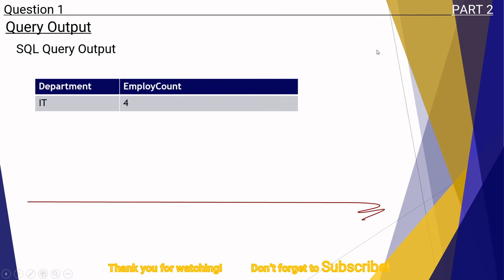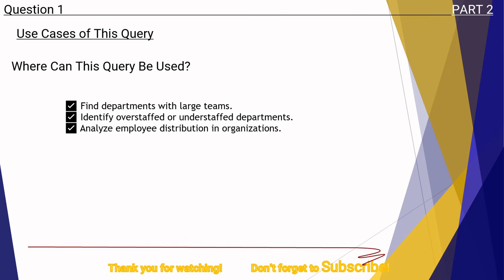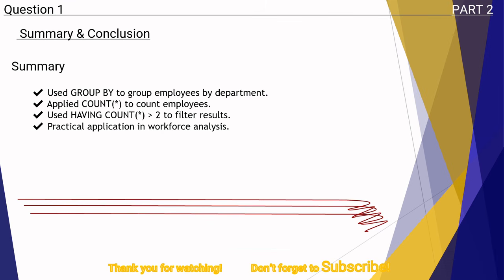The IT department has 4 employees, so it appears in the result. Departments with 2 or fewer employees are excluded. This query is useful in many real-world scenarios. It helps HR teams to analyze department sizes, identify overstaffed or understaffed teams, and optimize workforce distribution.